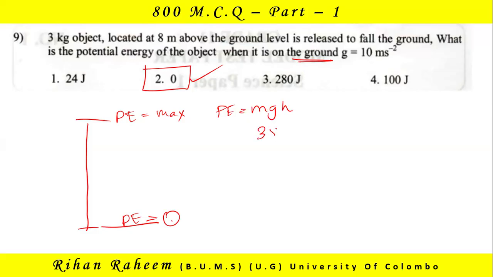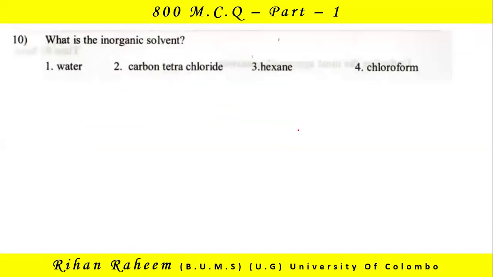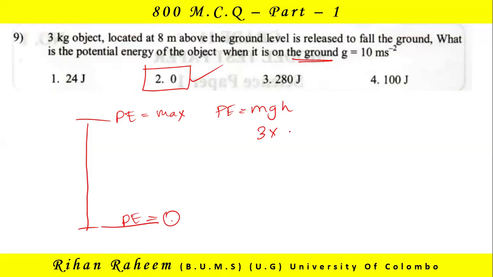When it is 8 meters above, then you can put potential energy equals mgh. Mass of the object is 3 kilogram, height is 8, gravity is 10. Gravity is 10, height is 8, and multiply: 8, 16, 24, 240 joules, a scalar. But not in this question, because they are asking for the potential energy at the ground level, it's zero.